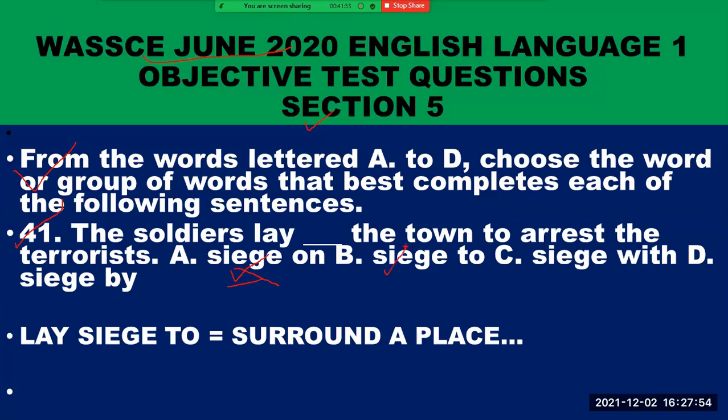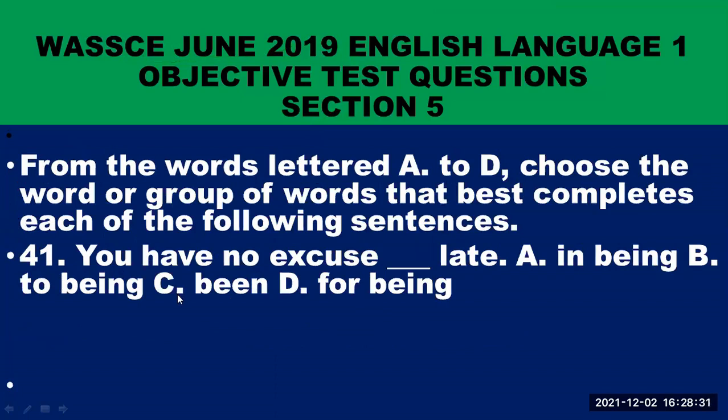When you lay siege to a place, you surround the place. So C, siege with, no. D, siege by, no. But importantly, you need to understand that here we're dealing with collocation. We are also dealing with semantics, the study of meaning, how the meanings of words change when they are used in certain contexts. All right. Okay, so now let's go to 2019 and examine how similar it is to 2020.